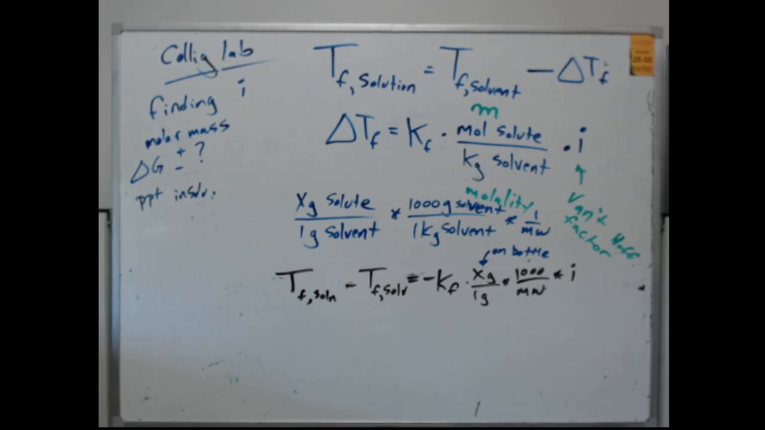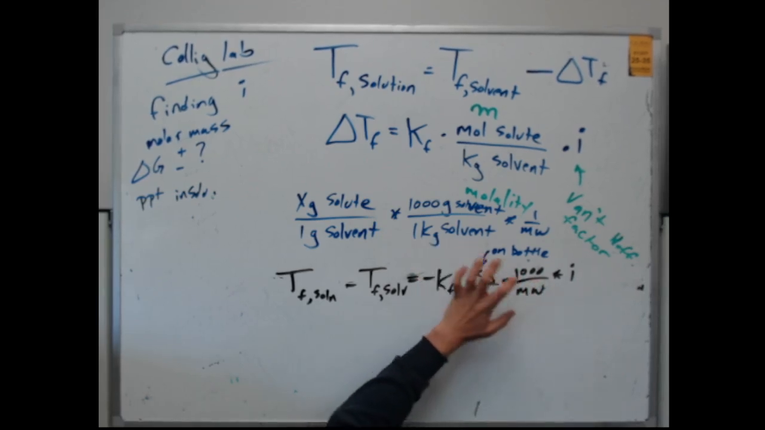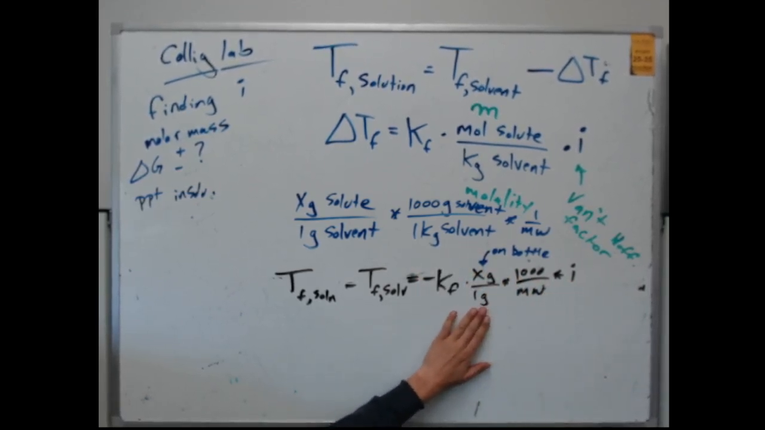However, we're told it's a covalent compound, so the Van Hoff factor is going to be 1. So then I just rearrange all of this to get molecular weight by itself, and I can solve it that way. Okay, so I really have 1, 2, 3 variables. We're always given the grams per gram on the bottle, so we never had that as an unknown variable.